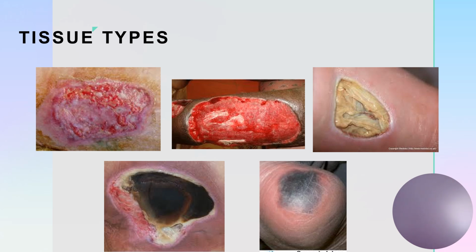And then when we're talking about pressure injuries, which we're going to be doing here in a few minutes, the lower right-hand picture, this is a picture of a deep tissue injury. You see how dark in color it is. It almost looks like a bruise, but it's not really a bruise. That's actually showing tissue damage to the deeper tissues.